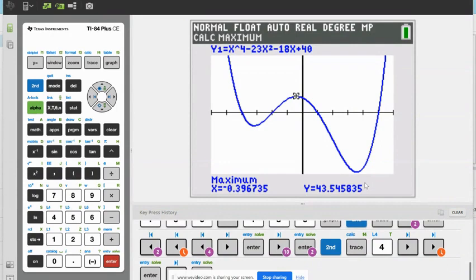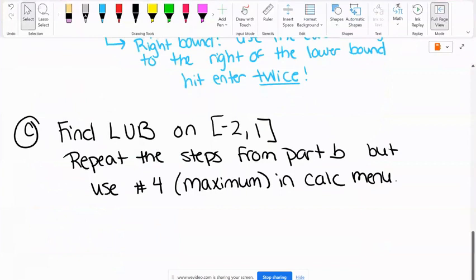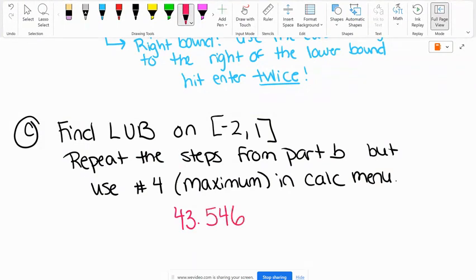So I got it now. I'm not sure why yours was the same, but it should be. Okay. Did we write this down? So our maximum is going to be 43 point, what was it? 546. Okay.